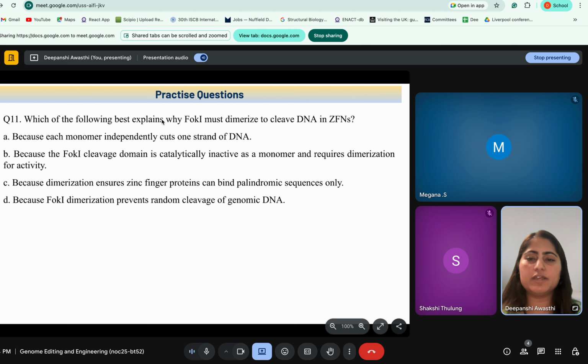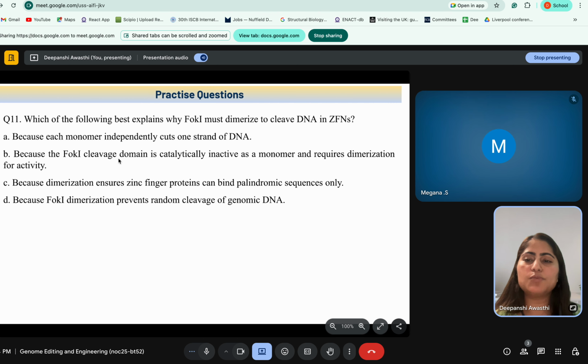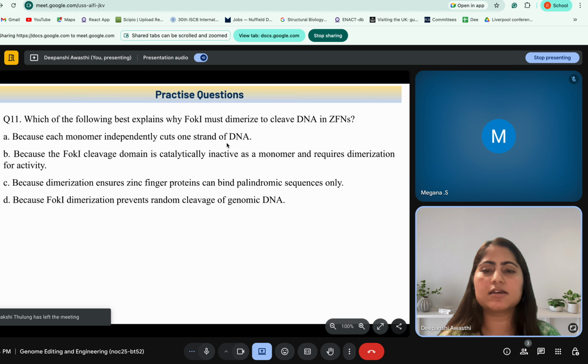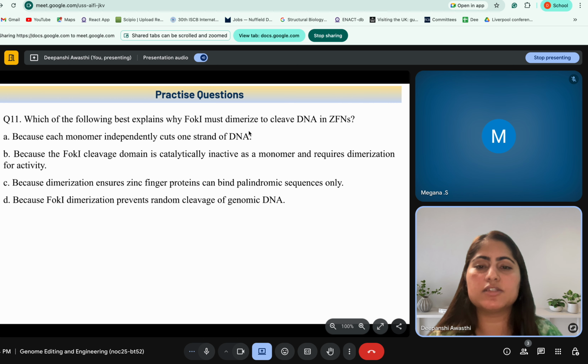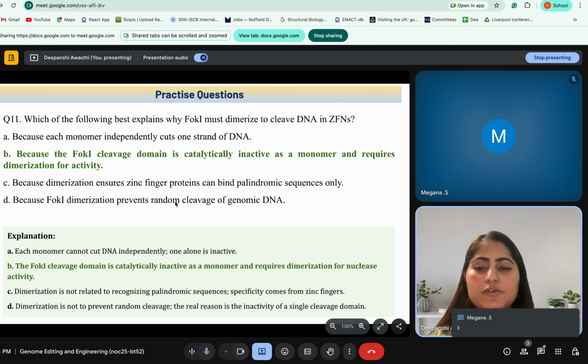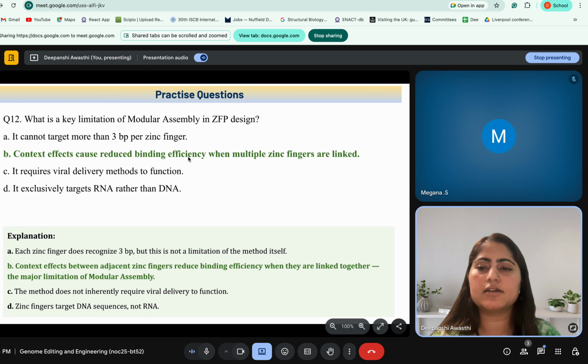So question 11 is, which of the following best explains why FOK1 must dimerize to cleave the DNA in zinc finger nucleases? Option A, because each monomer independently cuts one strand of the DNA. Option B, because FOK1 cleavage domain is catalytically inactive as a monomer and requires dimerization for activity. Option C, because dimerization ensures zinc finger proteins can bind palindromic sequences only. And option D, because FOK1 dimerization prevents the random cleavage of genomic DNA. Okay, so this also we have discussed. Yeah, you're right, because we have seen that it is inactive if it is in the monomeric form. So that's why dimerization is important.